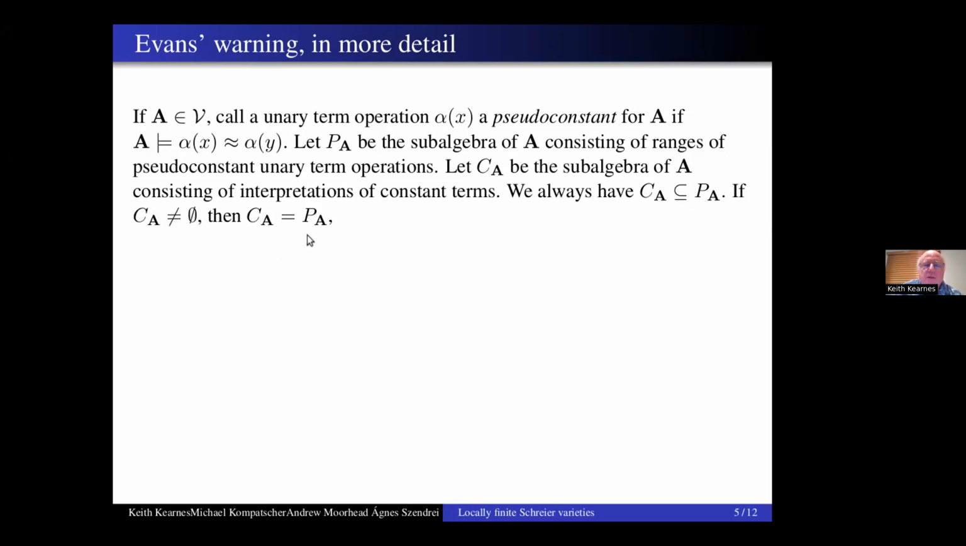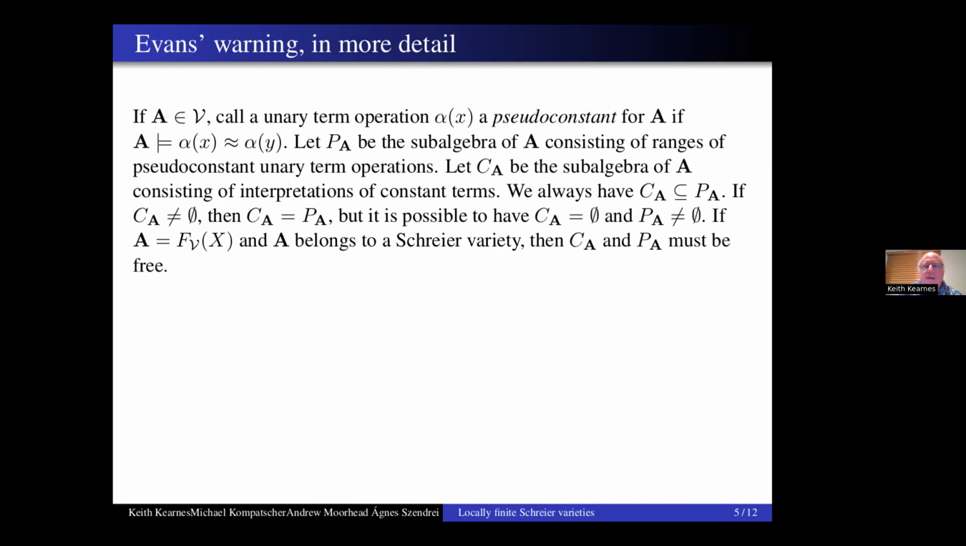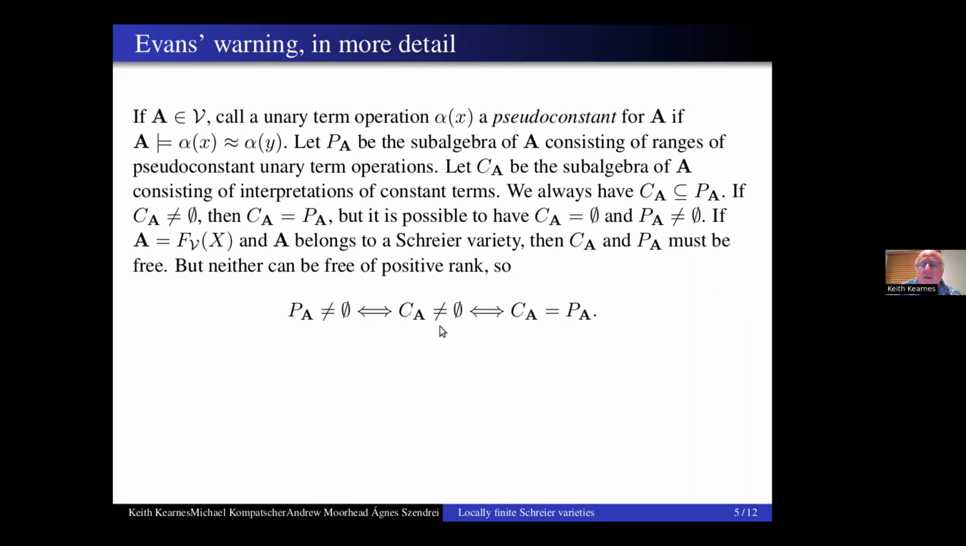The subalgebra of constants will be the same as the subalgebra of pseudo-constants if there is a constant in the language. But it can happen that there are no constants in the language, but there are some pseudo-constant unary term operations. And that's when you have a problem with the free algebra over the empty set. If you take an algebra that's free and it belongs to a Schreier variety, then each of these subalgebras must be free, but neither can be free of positive rank. And therefore, they must both be free of rank 0. So if you have some pseudo-constant, you must also have some constant. But as soon as you have some constant, the pseudo-constants and constants are the same.